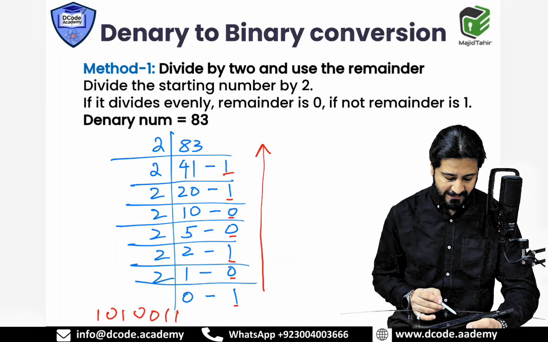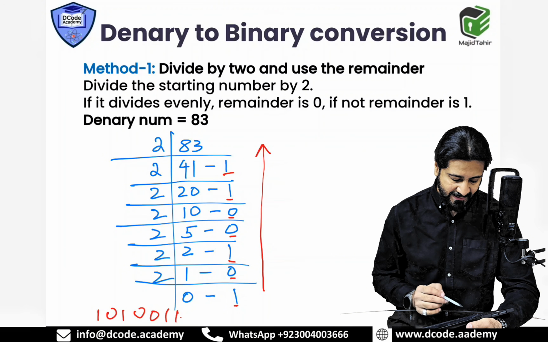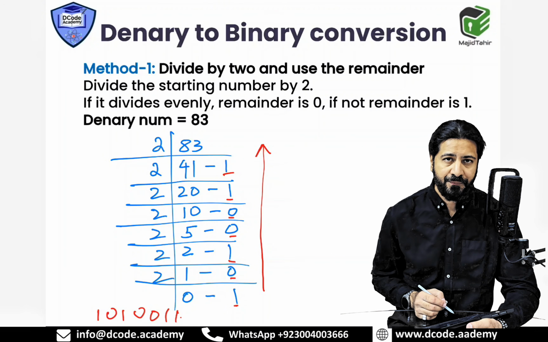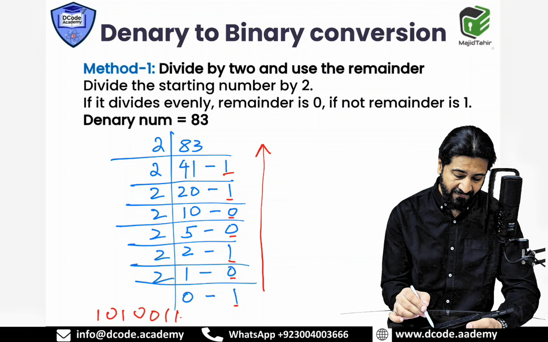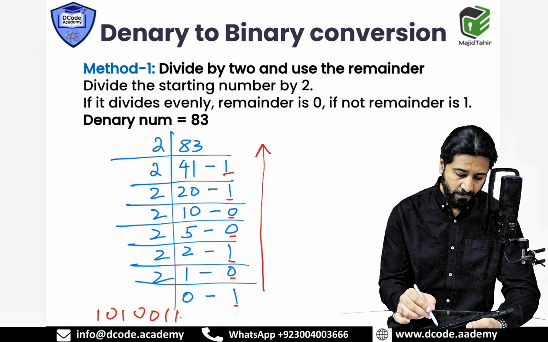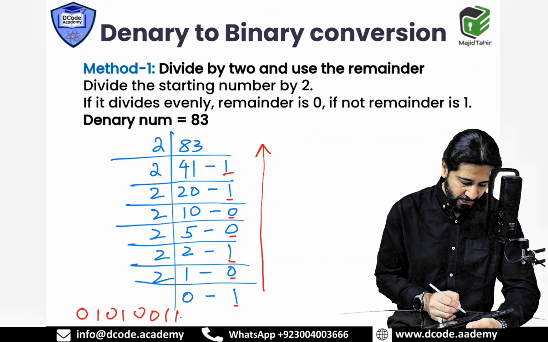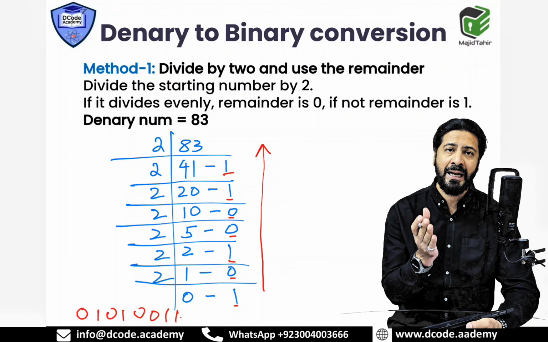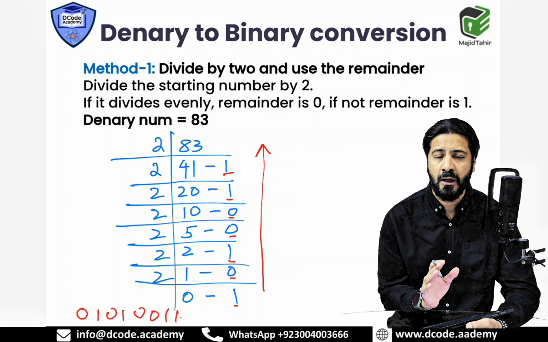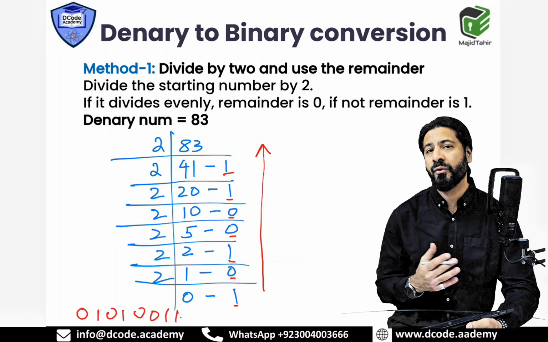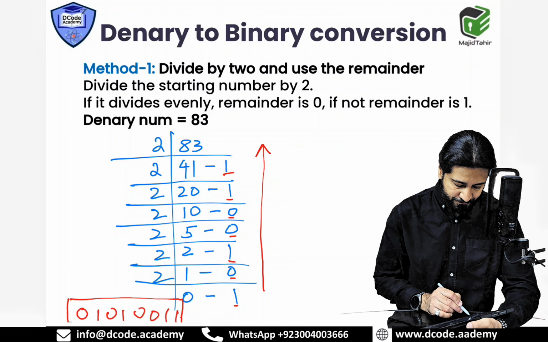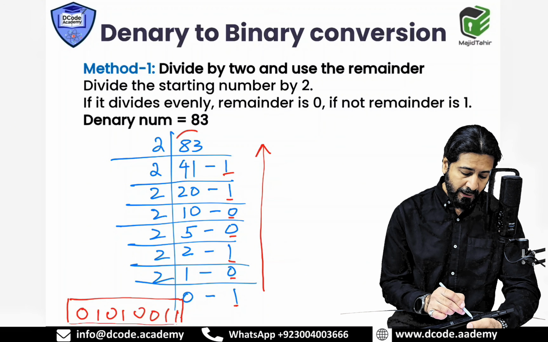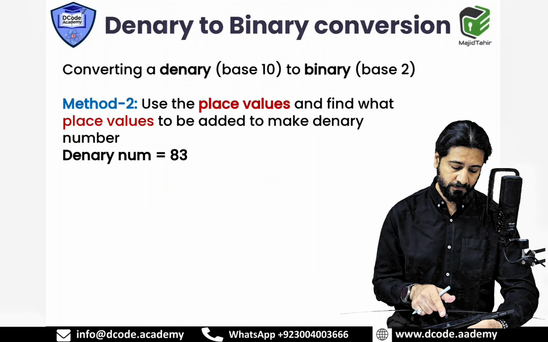Now these are 7 bits. 1 2 3 4 5 6 7. So these are 7 bits. If your examiner asks you to write down a complete byte, you can add a 0 on the left side. There is no problem in it. Adding any 0 on the left side will not change the number. But you cannot add any number on the right side. So this is a complete binary number equivalent to this Denary number 83.